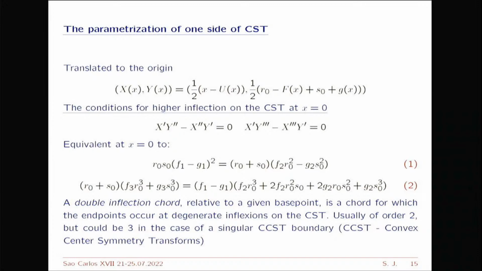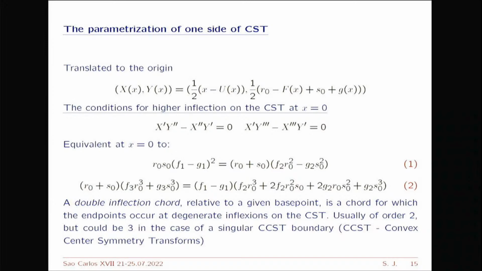This is, you see, just parallelity of tangents and other derivatives. So this is first, the second, third, and the fourth later, but this is written on these jets, the jet coefficients here, and then you see that this is a double inflection chord relative to a given base point, a chord for which the endpoints occur at degenerate inflections. There are two points where they are the same. Because this is centrally symmetric, then the opposite points are the same. They have the same structure.